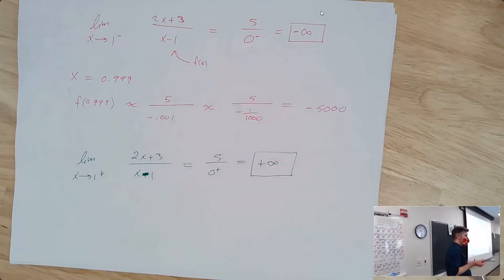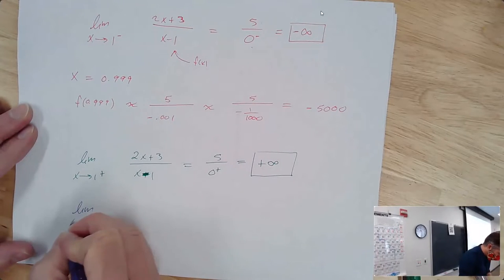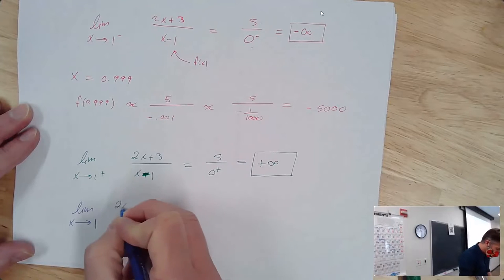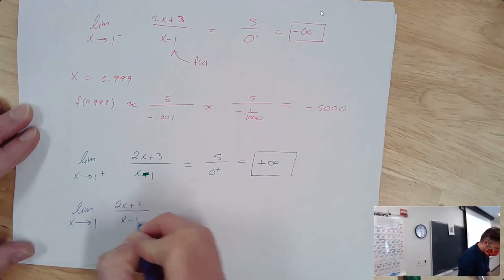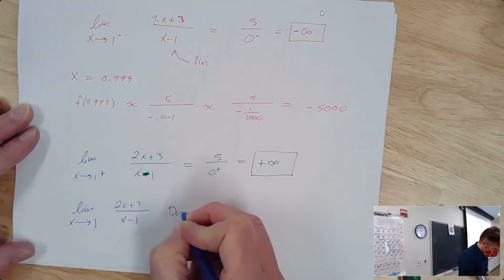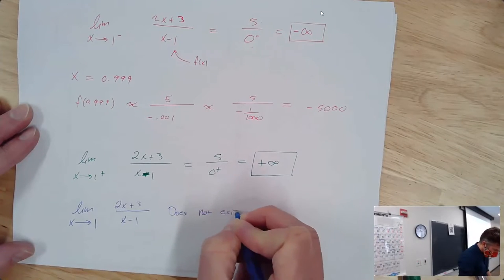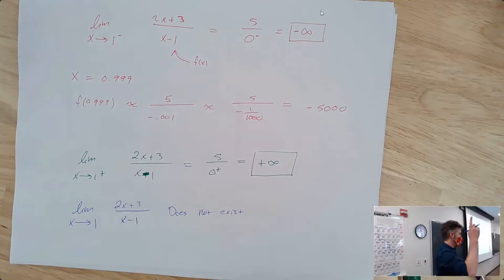And so the takeaway is two things. One, when you take a limit like this, you get a non-zero number divided by 0. The limit's going to not exist. But specifically, it's going to not exist either being infinitely large or negatively infinitely large. Or if you take the double-sided limit in this case, the limit as x approaches 1 of 2x plus 3 over x minus 1, you would say that that limit does not exist because the right side and the left side are going towards different infinite values.